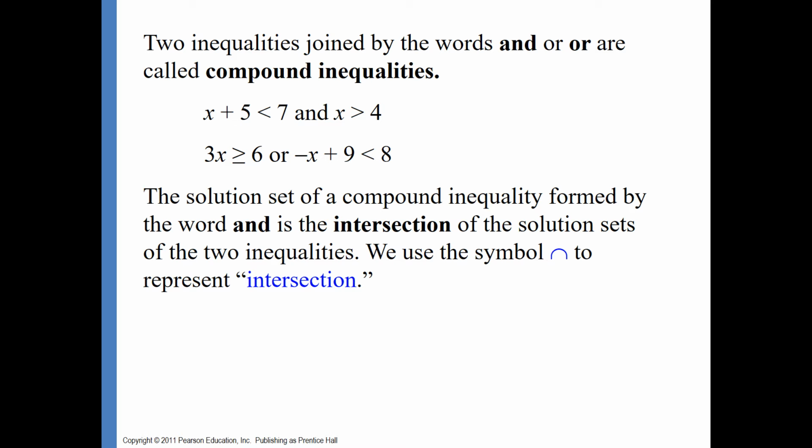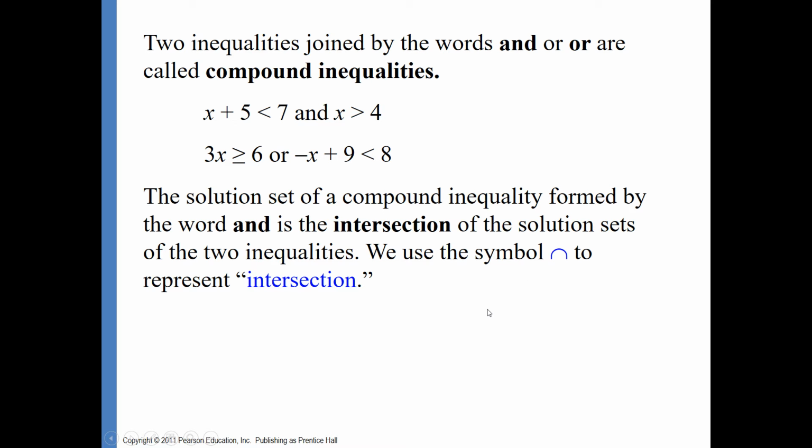The solution set of a compound inequality formed by the word and is the intersection of the solution sets of the two inequalities. We use this symbol here. It looks kind of like an N to represent intersection. I remember this because it looks like an N. The word intersection begins with that N sound, even though it is spelled I-N. So that is the intersection symbol.